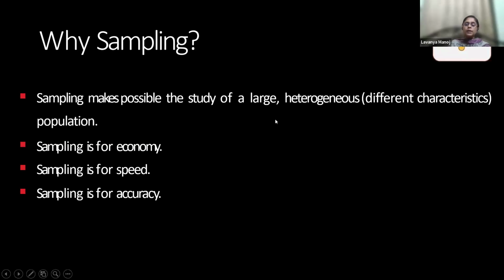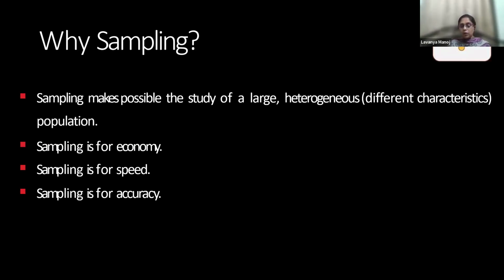So it makes possible the study of a large heterogeneous population. So what is heterogeneous? They are different in everything. That is, they are different in ages, in lives, in their social statuses, in income levels, and in gender. So heterogeneous refers to all the people on whom you are going to do the research. They are completely different from each other, so they are not homogeneous.